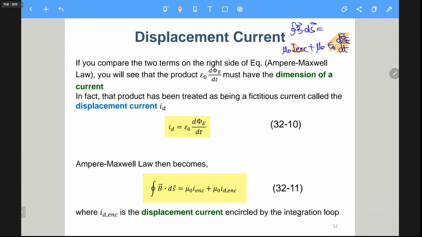In Chinese it is called 位移电流. Displacement current. So if you compare the two terms on the right side of Maxwell's law, you will see that this product must have the dimension of a current. In fact, that product has been treated as a fictitious current, called the displacement current. Actually, this is a current through the capacitor. So we have I_D equals epsilon naught times d phi E dt. If we use I_D enclosed to replace this term, where I_D enclosed is the displacement current encircled by the integration loop.